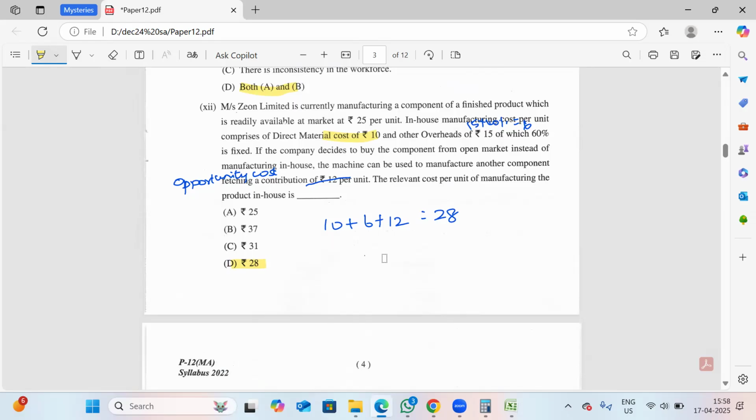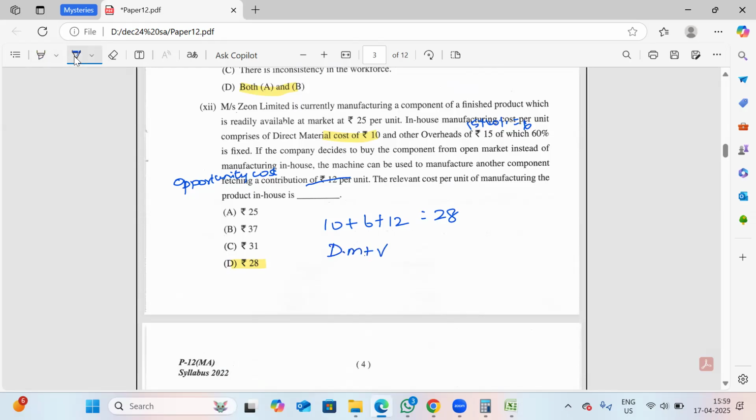So whenever we are considering relevant cost, we need to consider opportunity cost, and fixed cost we should ignore, because if I am producing this component, I'm going to incur 9, and even if I'm not producing this component, I'm going to incur 9 rupees as fixed cost. So I am ignoring the fixed cost component. So here I'm considering direct material cost, variable cost plus opportunity cost. So this will come to my relevant cost per unit.